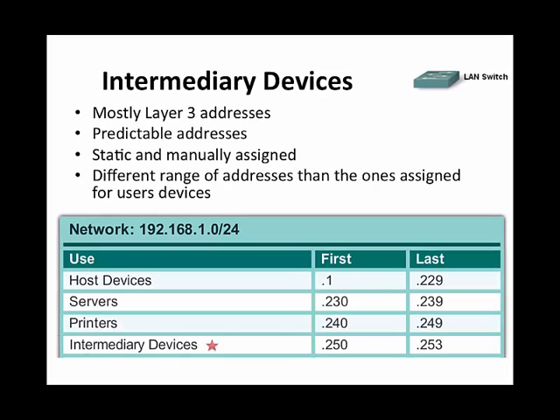Then we have the intermediary devices like switches, as well as servers. They are a concentration of a lot of traffic, so we also would want to use easy to identify addresses. We would want to use a different range from the end user devices for them not to get all mixed up. That's a bit obvious. Also, these are static and manually assigned.